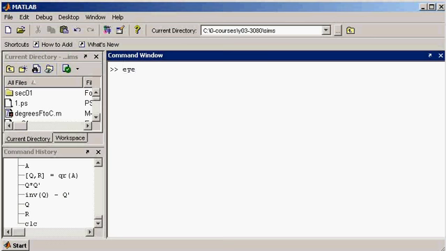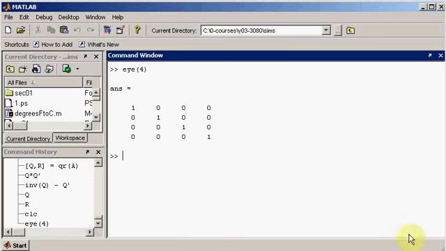The first being the I function, which creates for us an identity matrix. So here's your matrix, and because we've issued the statement I4 here, that's created for us a 4 by 4 matrix, and you can see zeros everywhere except along the diagonal. So that's for us the identity matrix.